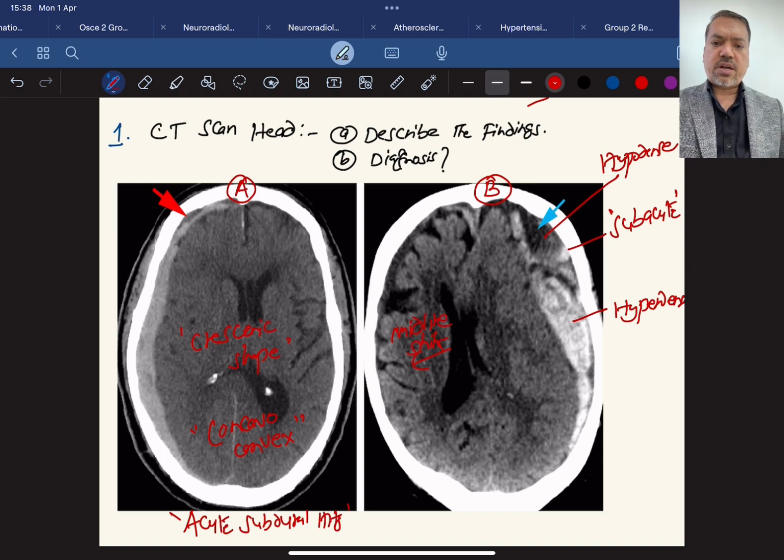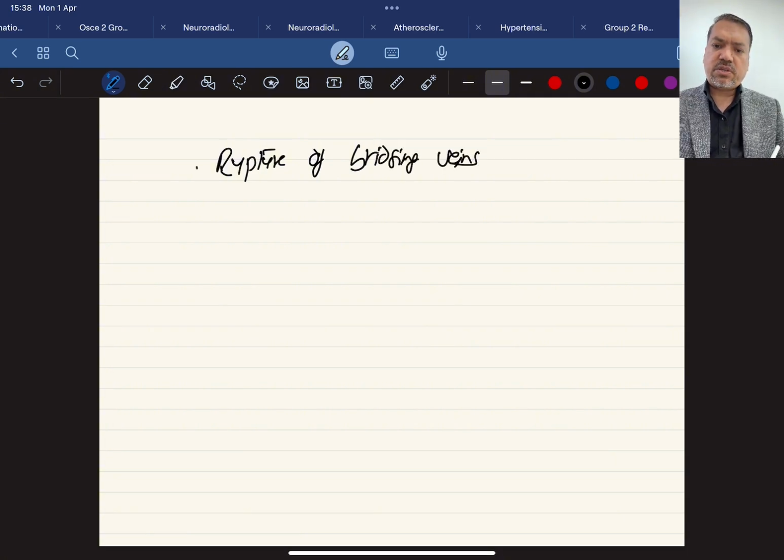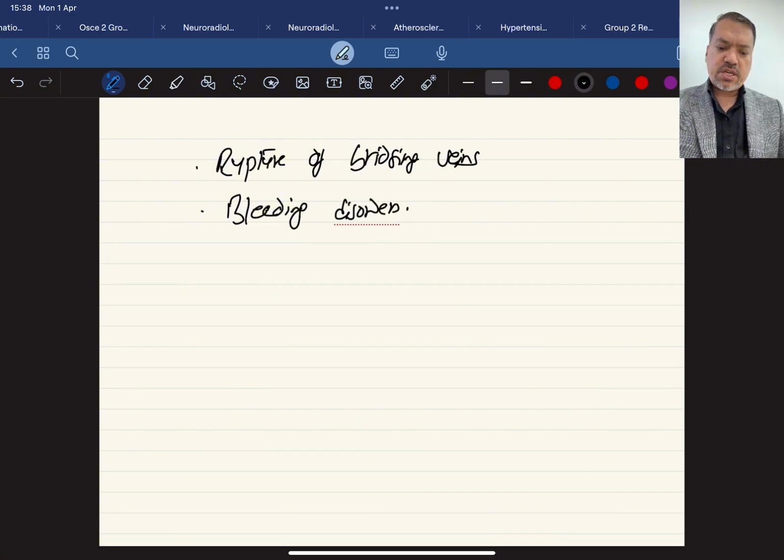Some of the related questions they will ask you here are, what may be the cause of subdural hemorrhage? Subdural hemorrhage is usually caused by rupture of the bridging veins. This is the important one. Sometimes it may be caused by bleeding disorders as well, like thrombocytopenia. So these are the questions which they commonly love to ask.